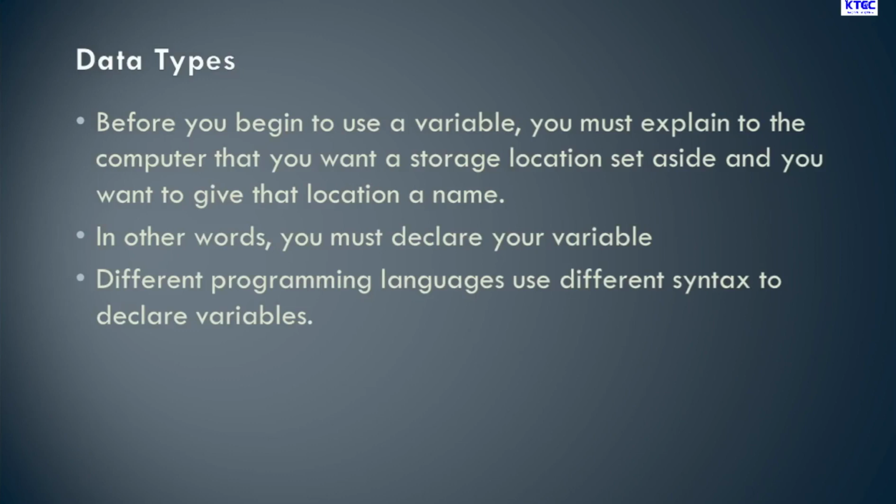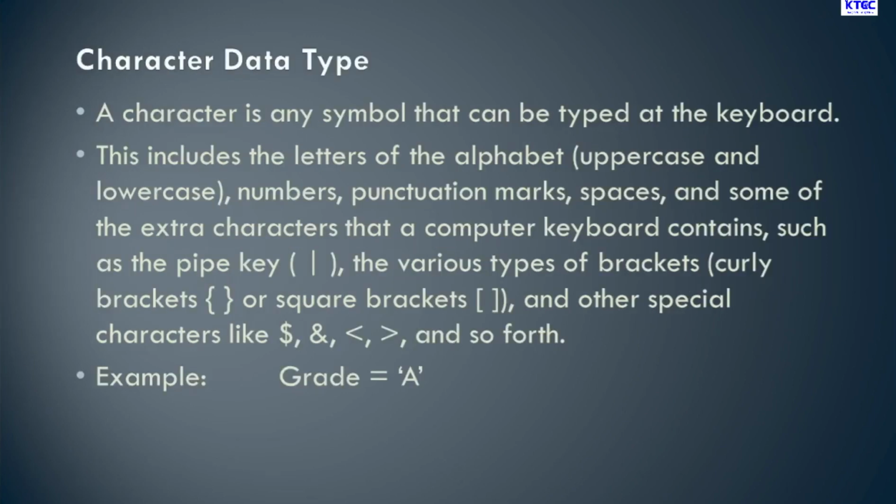So different programming languages use different syntax to declare variables. Like I said, in JavaScript, they use the var keyword to declare variables. In Python, we use just the name of the variable, and then we assign the value to it, and that declares the variable. These are some of the differences in syntax.